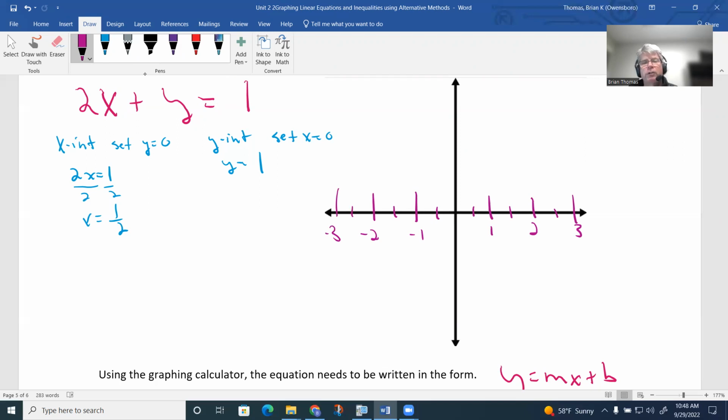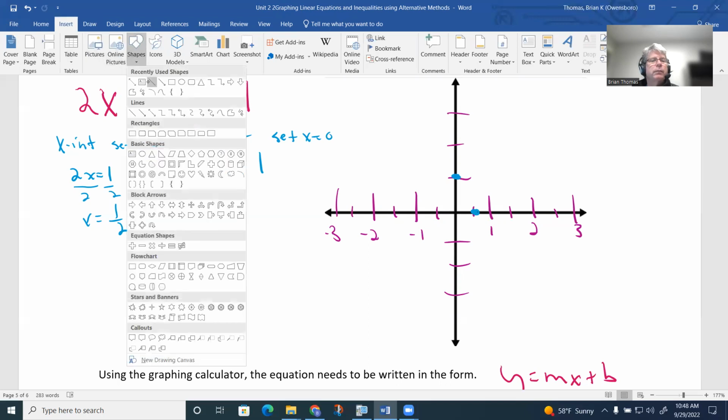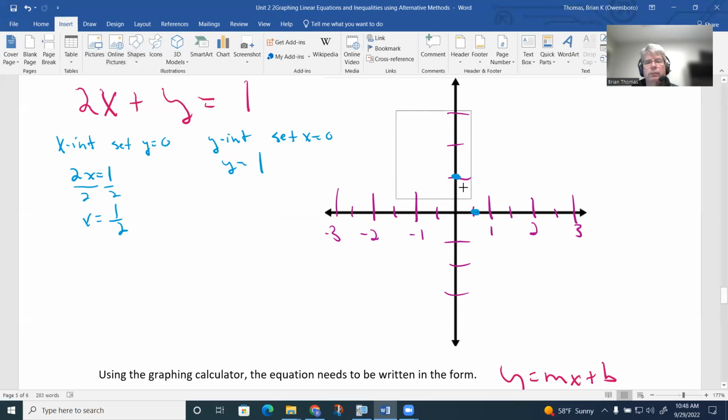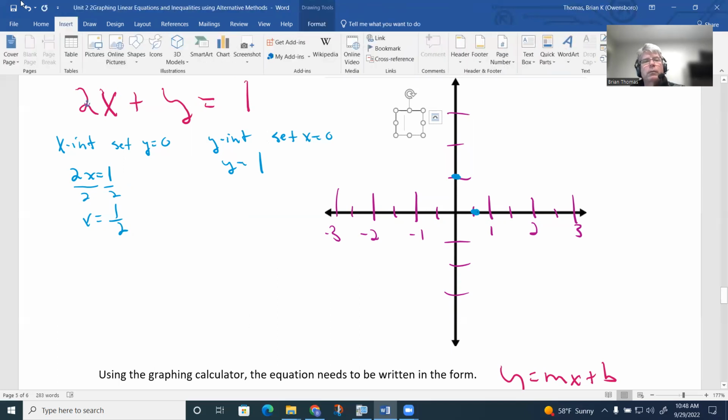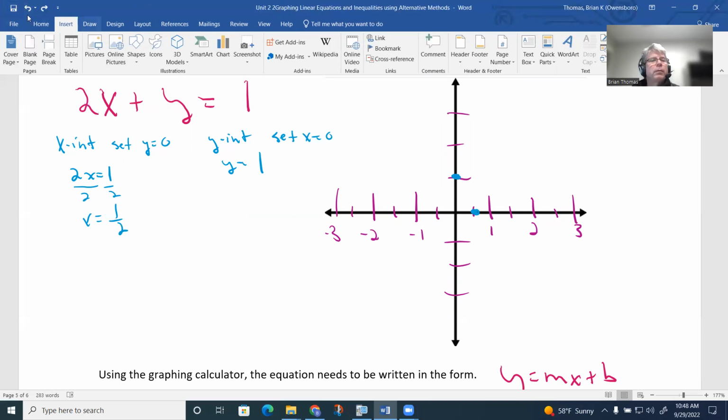The y scale doesn't really need any half marks, so I'm just going to make my normal tick marks there. So my x-intercept is 1/2, so that would be here. And my y-intercept would be 1, that would be here. So then I could just draw my line through those two ordered pairs to get the graph. So there would be the graph of my line through those 2 points.